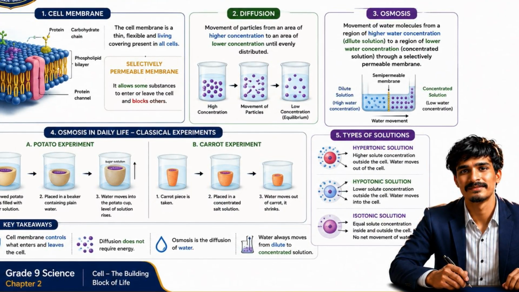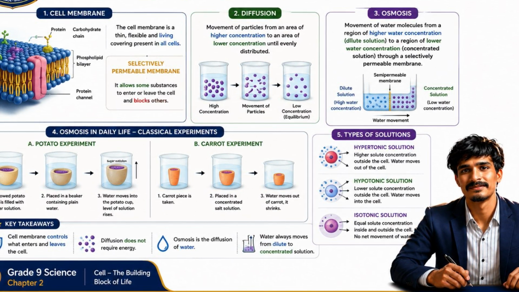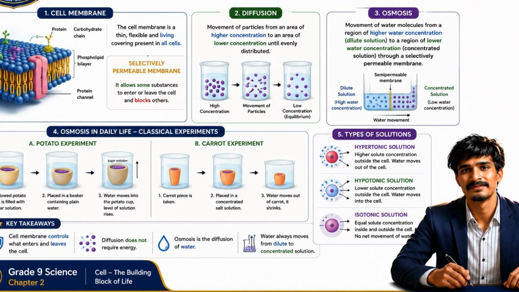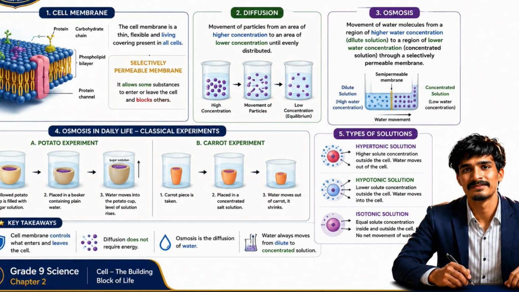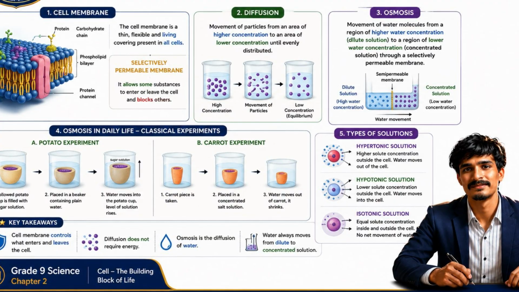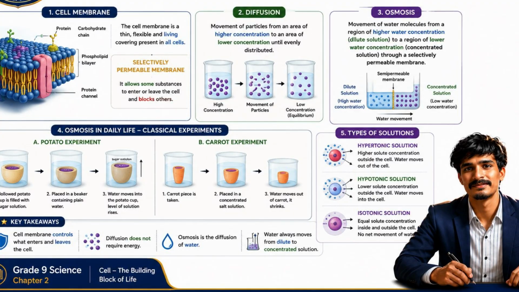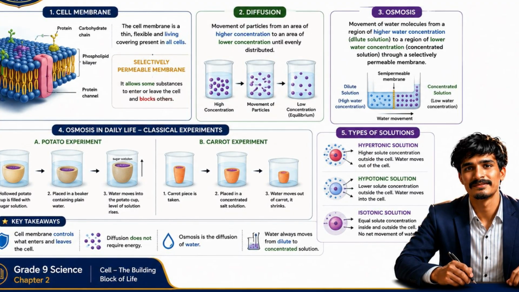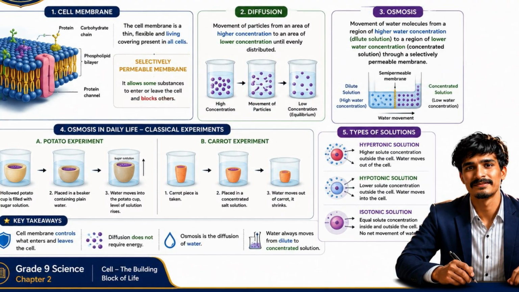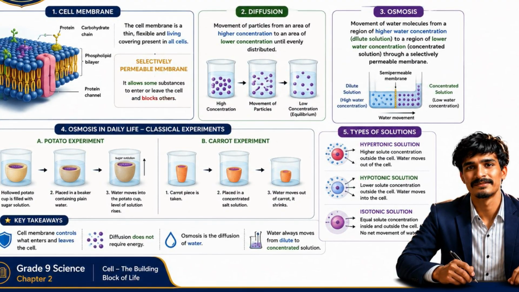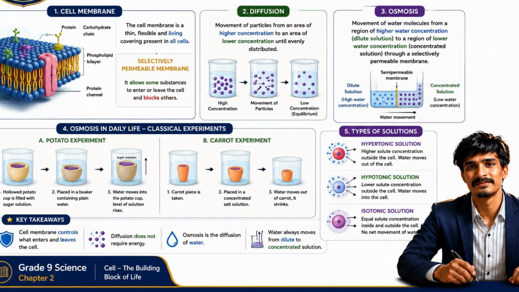Now let us quickly summarize the key points from this slide. The cell membrane is a thin, living, flexible boundary present around every cell. It is selectively permeable, allowing some substances to pass while restricting others. Diffusion is the movement of particles from higher concentration to lower concentration. Osmosis is the movement of water through a selectively permeable membrane from a region of higher water concentration to a region of lower water concentration.